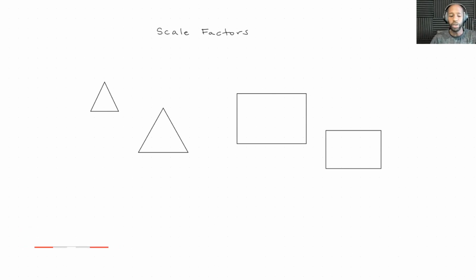So, scale factors. This is a concept that's very much related to the discussion of ratios and proportions, okay? Let me write those terms here. Ratios and proportions. And so just to recall a ratio, I can just write the definitions down here and then erase these so I'm not being redundant.